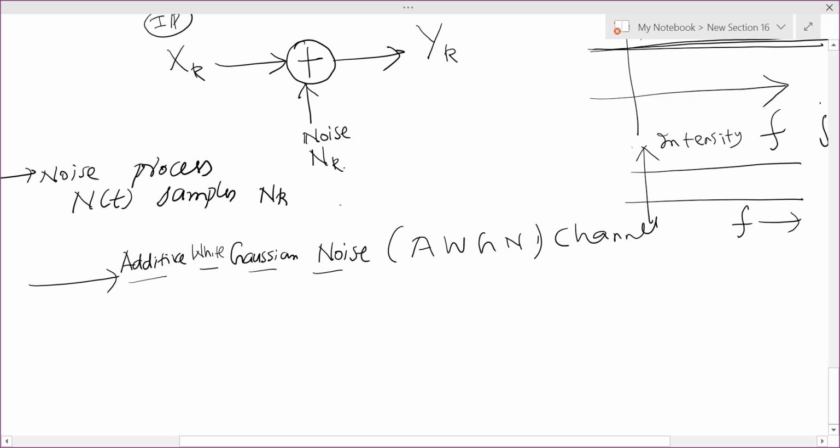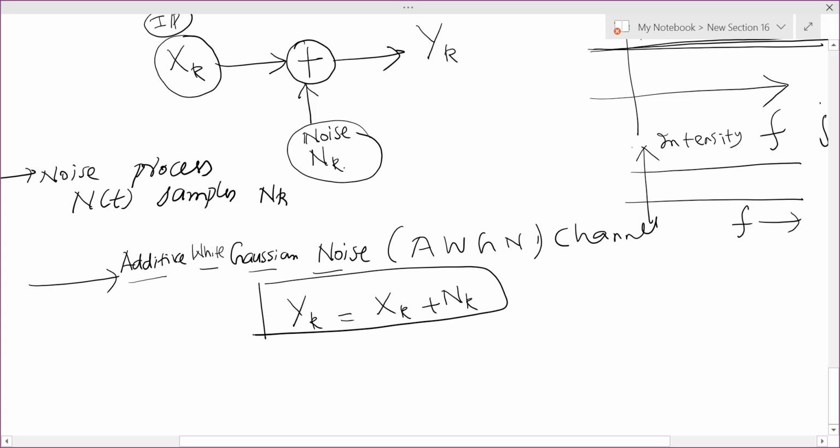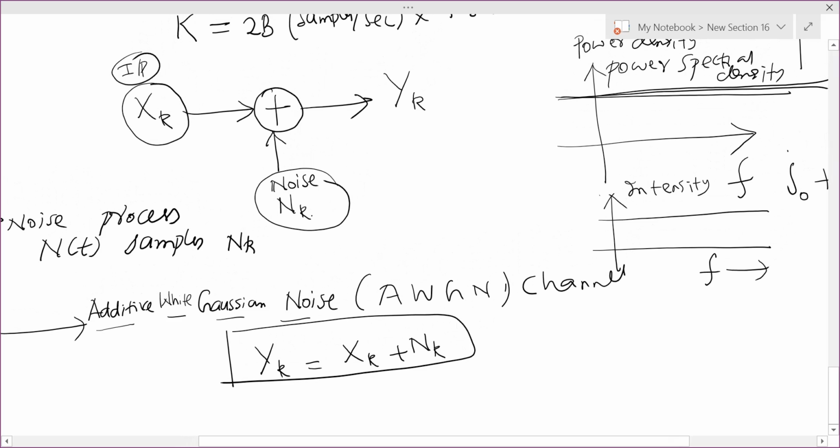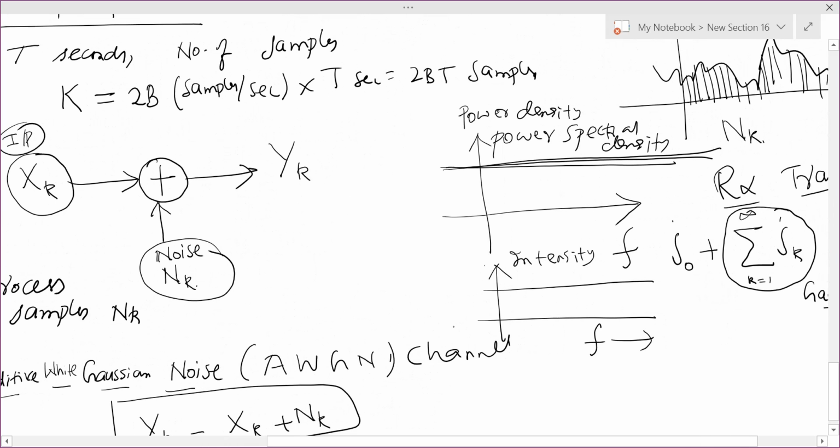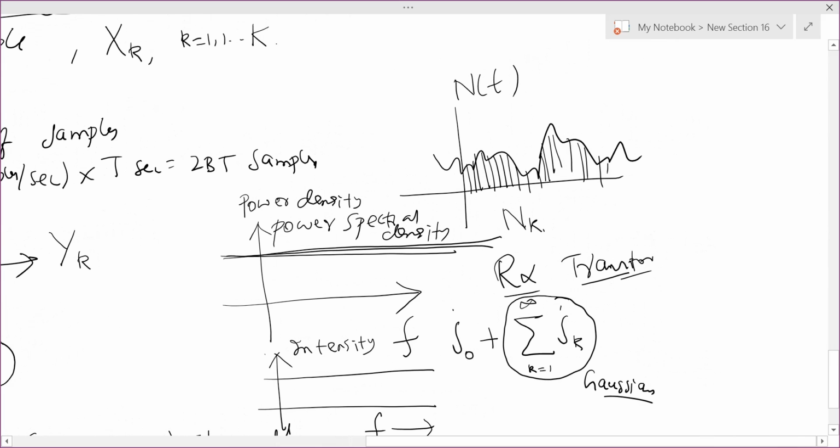Input x of k gets corrupted by a noise n of k. How does it get corrupted? In an additive way, it gets added up. So your yk can be written as xk plus nk. Now there is one important thing. Although you are sampling this noise in the time domain, the values it can take are any value. So nk is a continuous random variable.